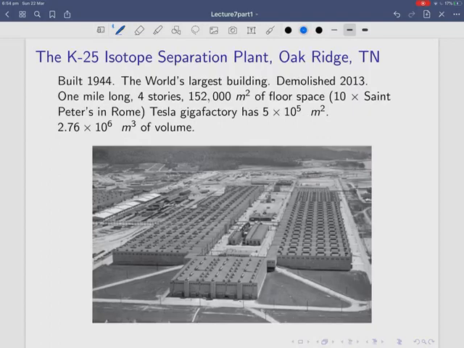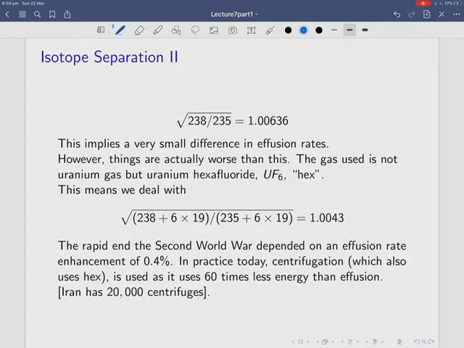1944. It was the world's largest building until it was demolished in 2013. It's 1 mile long, 4 stories high, 152,000 square meters of floor space, which is 10 times the St. Peter's in Rome. Now, the Tesla Gigafactory is even bigger than that. It has that much floor space and that much volume. But this is an absolutely enormous building. Sort of thing when you go to war, you do.